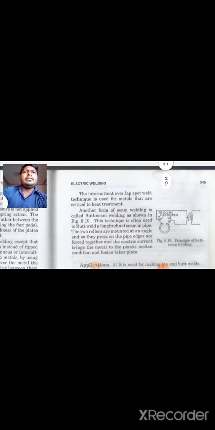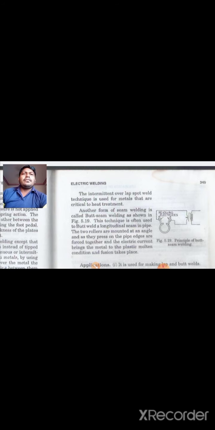The intermittent overlap spot weld technique is used for metals that are sensitive to heat treatment. Another form of seam welding is called butt seam welding, as shown in the figure. So you can find it in the diagram. There is a butt seam welding. There is a revolving electrode, and also there is a transformer. So this is known as your butt seam welding.